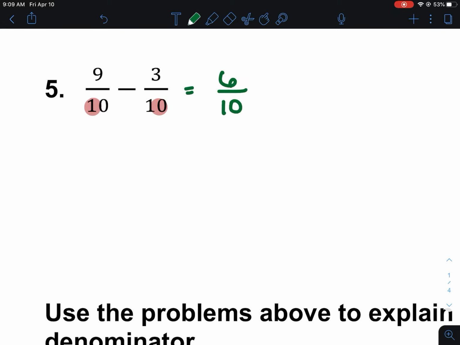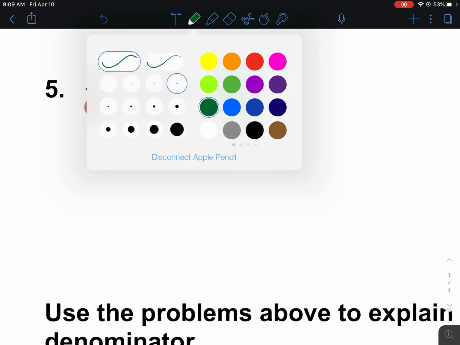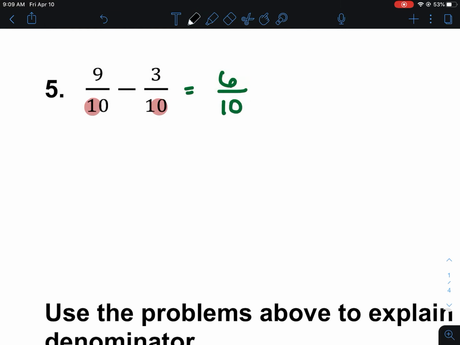Okay, 9 minus 3 is 6. What goes into both 6 and 10? 2. And I'm left with 3/5.